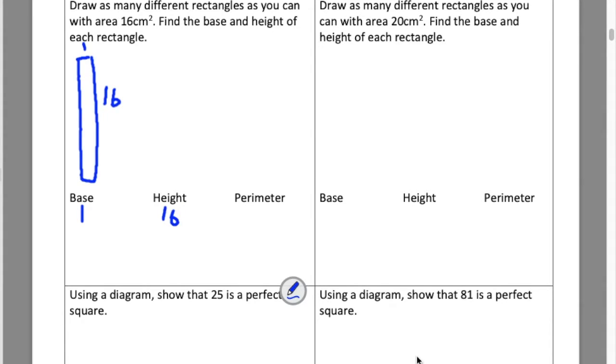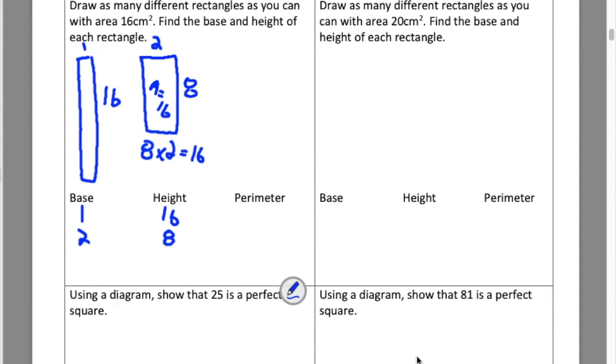Well, the next one I can think of is similar, just a little bit wider and a little bit shorter. So this rectangle could have a width of 2 centimeters and a length of 8 centimeters. So this time, again, I know I would have an interior area of 16 centimeters squared because 8 times 2 equals 16. So that tells me that my area of this shape would be 16.